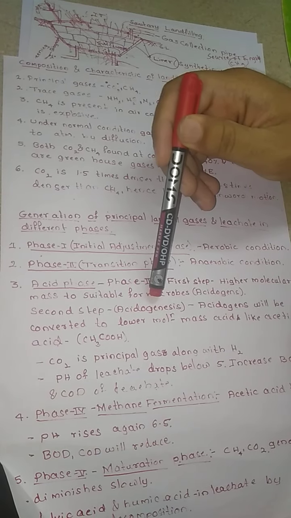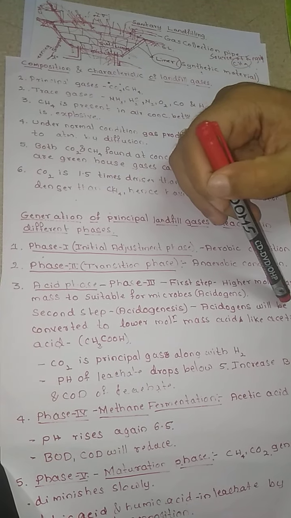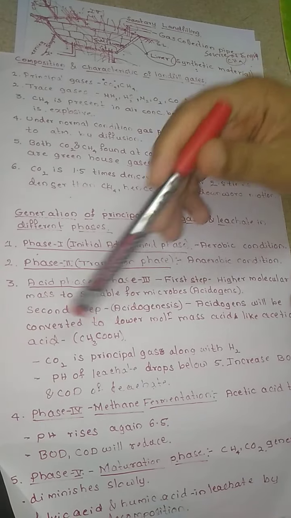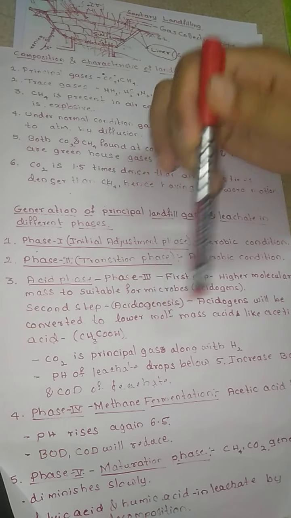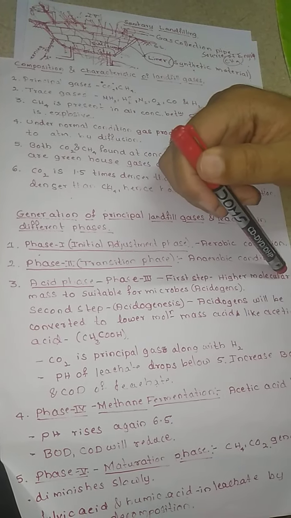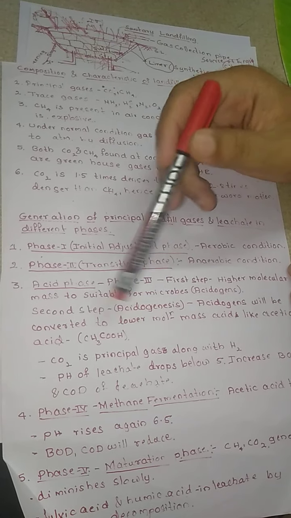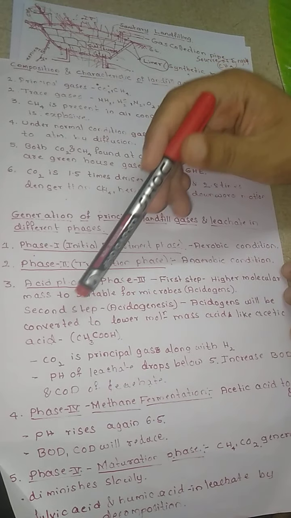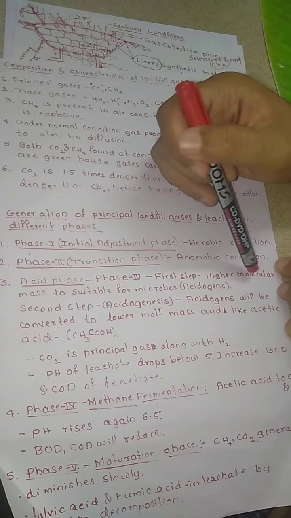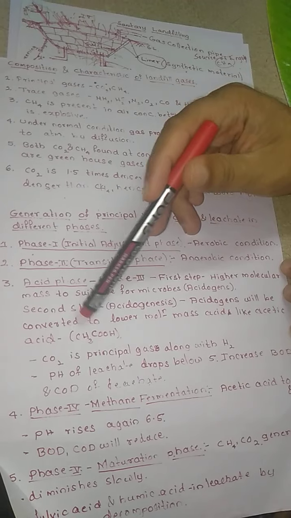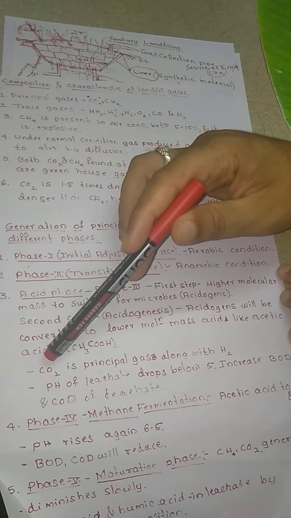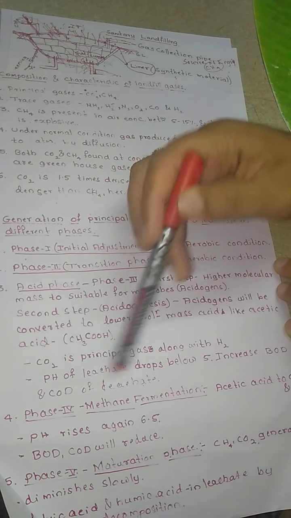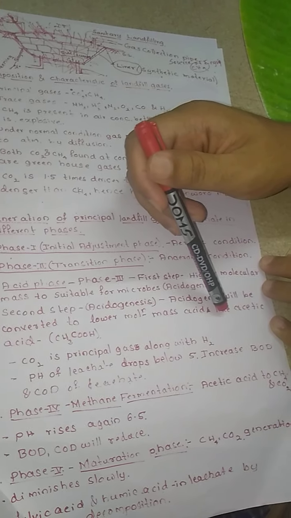Then in the second step, what will happen? These acidogens will be converted into lower molecular acids, and acetic acid is going to be produced. First, higher molecular compounds are converted into molecules suitable for the microbes. We call them acidogens. Then these acidogens are converted into acetic acid. So here the CO2 is a principal gas along with the H2. The CO2 gas is also going to be generated.